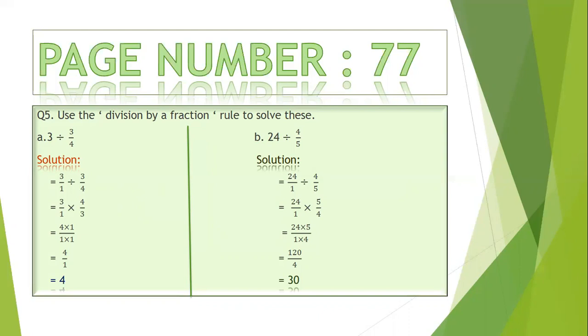24 divided by 4 over 5, again 24 over 1 divided by 4 over 5. After changing the division sign into multiplication, 24 over 1 multiply 5 over 4. We can cancel 4 and 24.